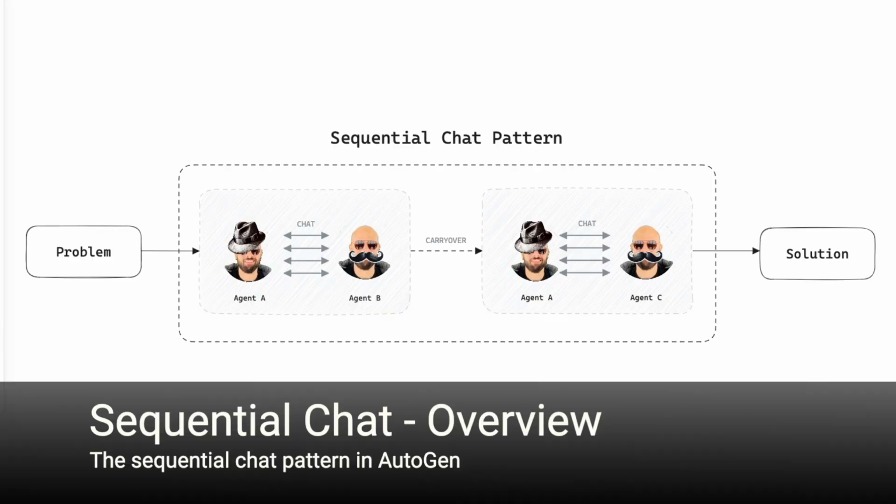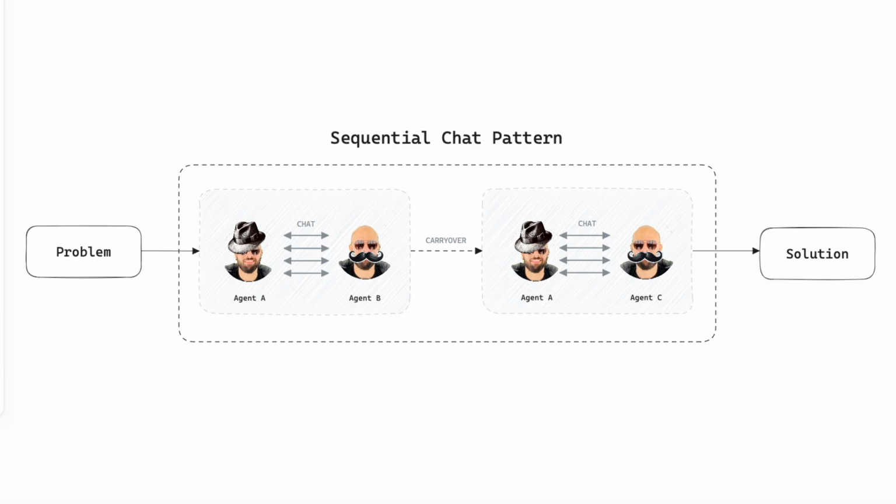All right, now we're going to see the sequential chat pattern. And from the name, you can guess that there's a sequence of chats that are happening one after the other. So in this diagram, we have this chat here between agent A and agent B. Let's call it chat 1. And we have another chat here between agent A and agent C. We're going to call it chat 2. And as you can see, we have agent A in both chats. That's just how sequential chat patterns work within AutoGen.